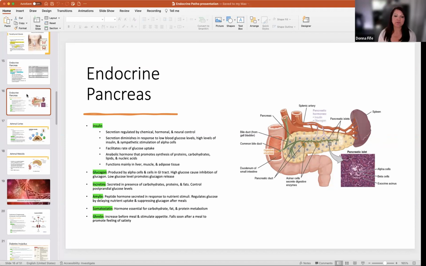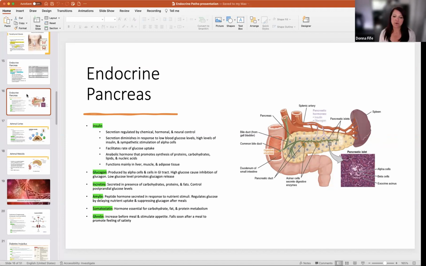We have glucagon, which is produced by the alpha cells and in the GI tract. High glucose causes inhibition of glucagon, and low glucose levels promote glucagon release. Incretins, which are secreted in the presence of carbohydrates, proteins, and fats, control those postprandial glucose levels. Amylin is a polypeptide hormone secreted in response to nutrient stimuli. This regulates glucose by delaying nutrient uptake and suppressing glucagon after meals.